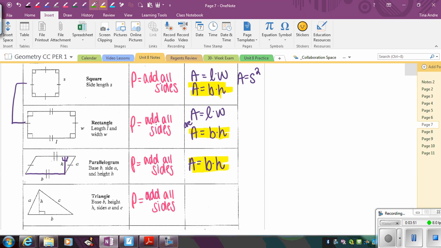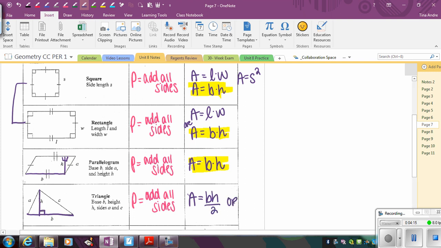But just remember, height should always be perpendicular to the base. And then when we look at our triangle, again, what I just said, height should always be perpendicular to the base. So you have to know your base and you have to know the height for this. A triangle is really half of a rectangle or half of a parallelogram. So that means your formula is just going to be base times height over 2.